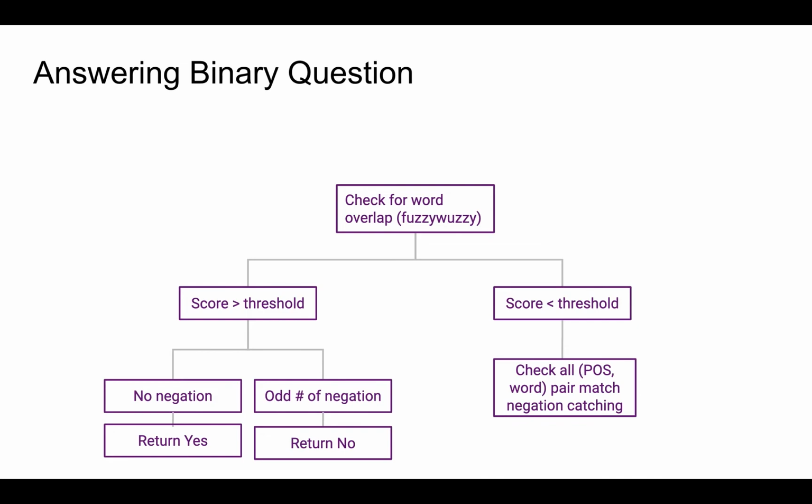For answering binary questions, we use the fuzzywuzzy score. If the score is above a certain threshold with no negation, we return yes. If there is an odd number of negations, we then return no. However, if the score is below the threshold, we then check if all the POS tagging and the word pairs match, and then do the negation catching.